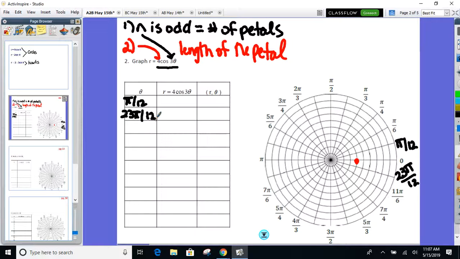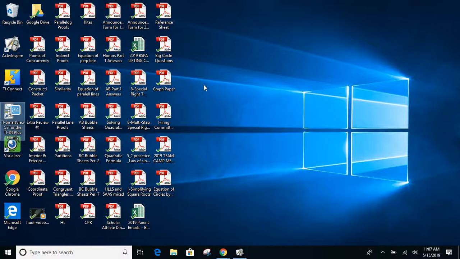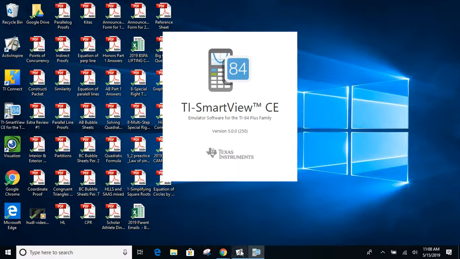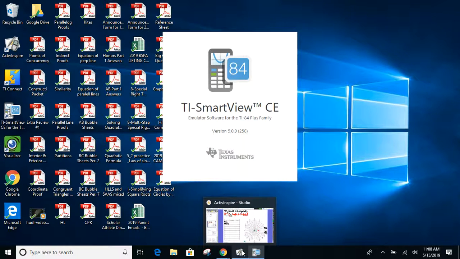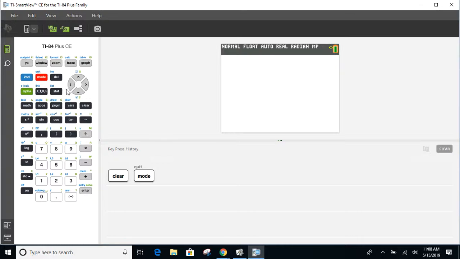So go ahead right now, make sure you're in radians. Find out what pi over 12 is going to be and 23 pi over 12. Plug it in. Let's go. 4 cosine 3 times those values. It should be less than 4. Nothing goes past 4 here, because the length of the petal is 4. Make sure we're in radian mode. Got it.